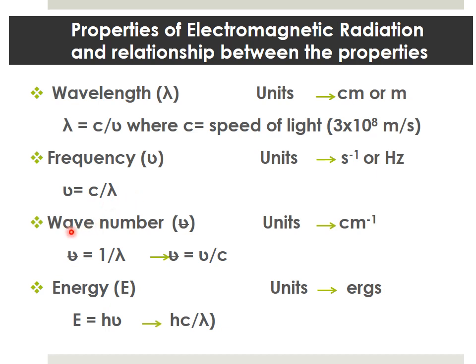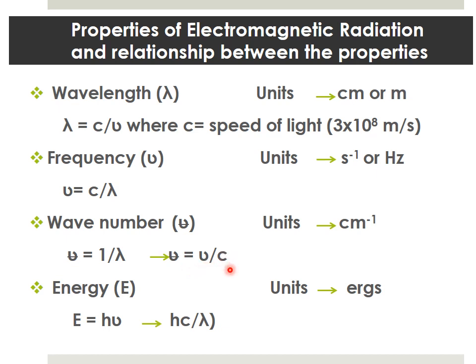Then the third property by which we can represent electromagnetic radiation is wave number, and this is represented by nu bar. It has units of centimeter inverse, and it is the number of waves passing through a unit distance. Mathematically it can be represented as nu bar is equal to 1 over lambda, or if we put the value of 1 over lambda, then nu bar will be equal to nu over c.